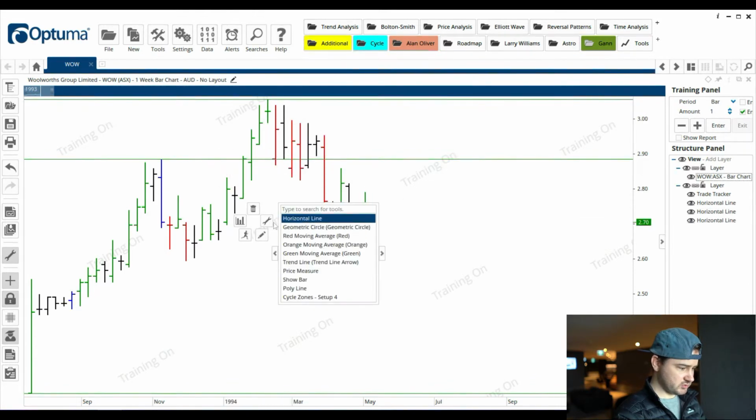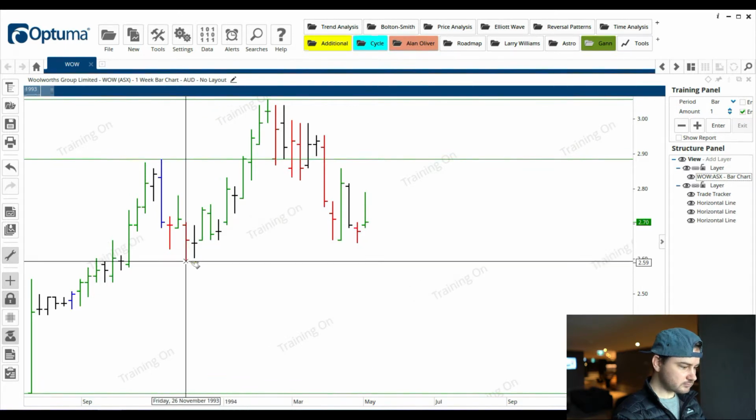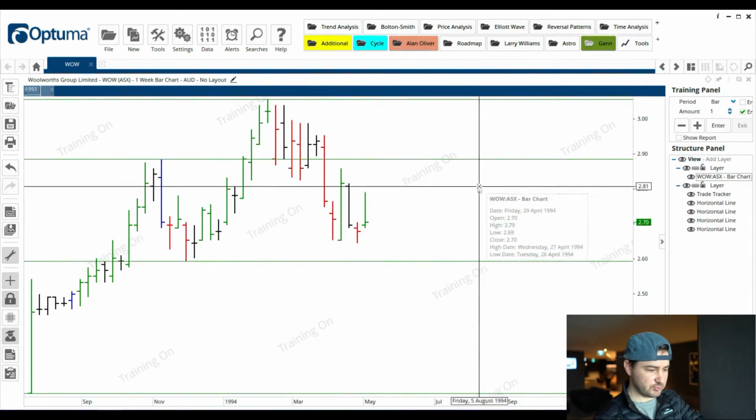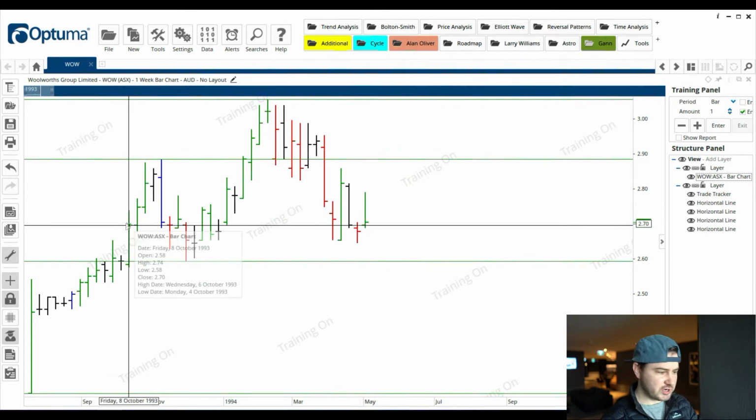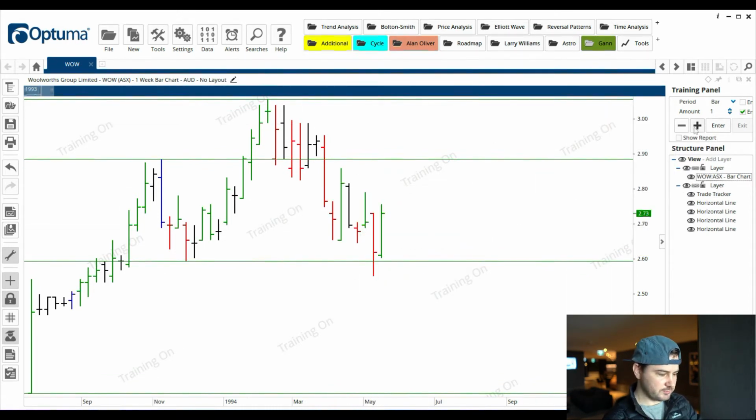Okay, so very simple like this. These are current highs and lows, and they're important highs and lows because they are quite dramatic swings. And then we want to move forward, okay?